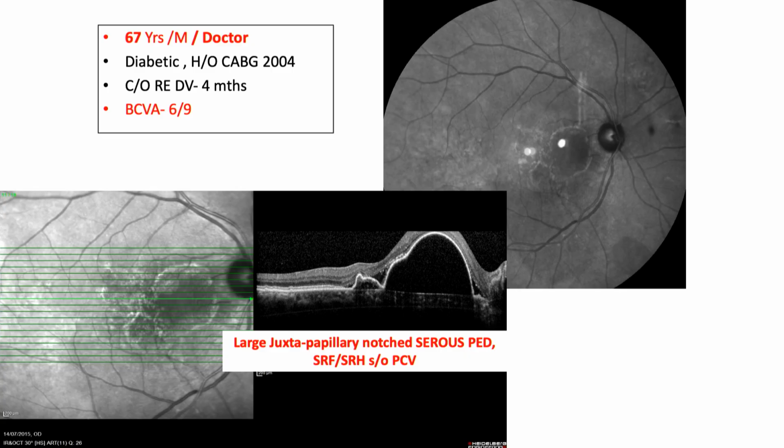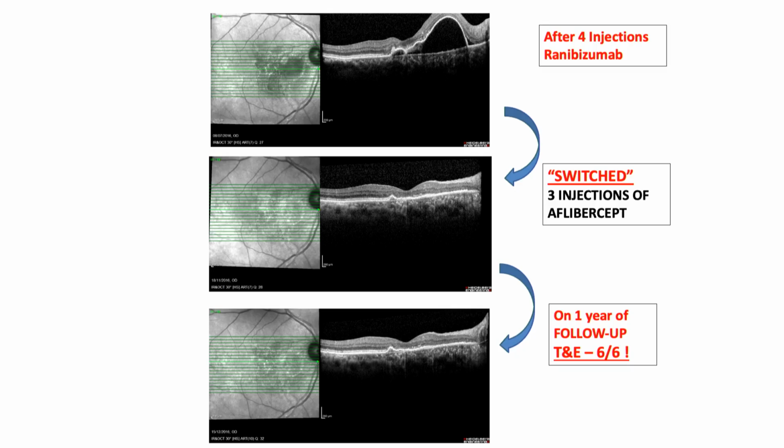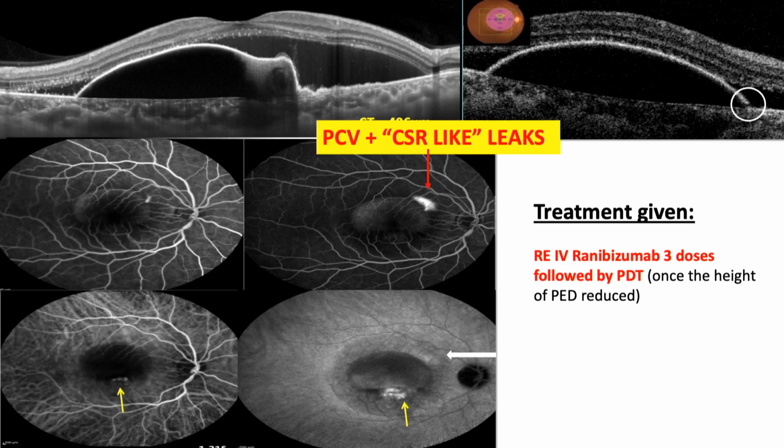So also these patients can have serous PED. Serous PED on ICG shows a polyp at the inferior edge of the PED, but these are not CSC PEDs. They respond well after switching to aflibercept injection. It has to be kept in mind that serous PEDs like this, or PEDs with a notch, can have coexisting CSR in one area and an inferior polypoidal lesion, because both belong to the same spectrum of diseases, the pachychoroid disease spectrum.